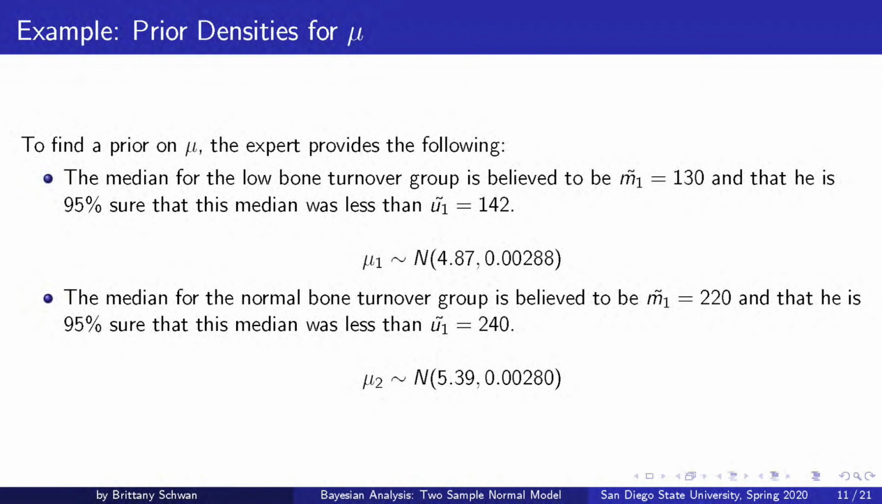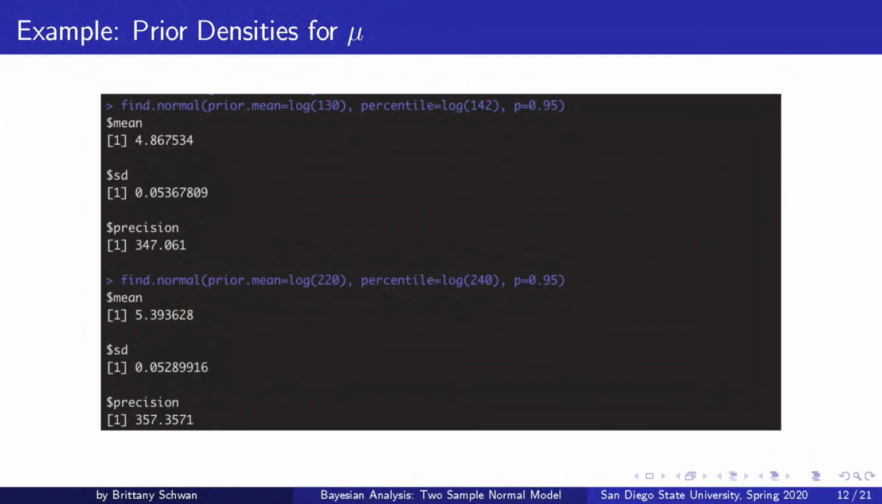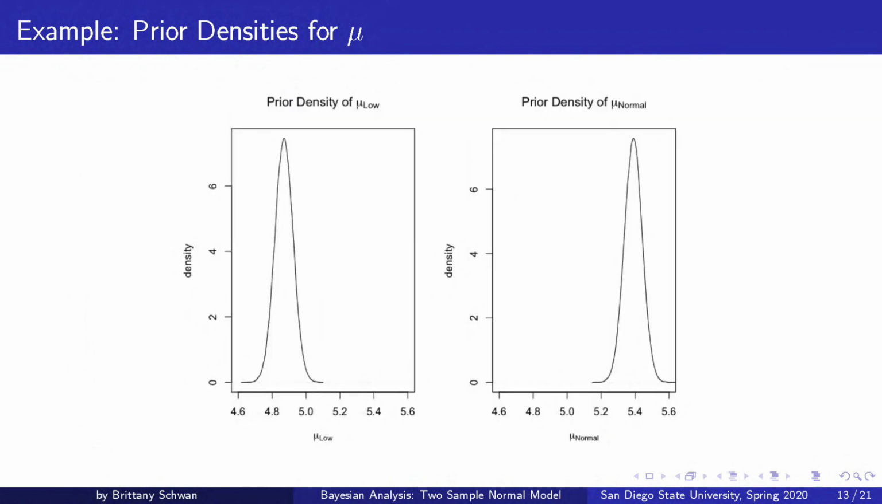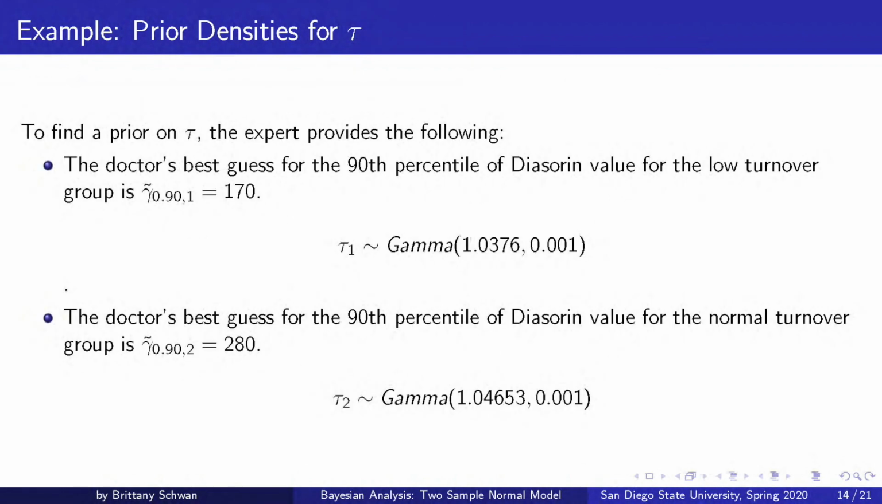We can use this information as well as some R code to help us determine the hyperparameters labeled here. This R code allows us to solve the 2x2 system of equations with our expert's opinion. We see that for the low group, the mean is about 4.9 and the standard deviation is about 0.05. For the normal group, there appears to be a mean of 5.4 with a standard deviation of 0.5. Now we can plot the normal priors for the density of mu for the low group and mu of the normal group. To find the prior on tau, the experts gave us the following information.